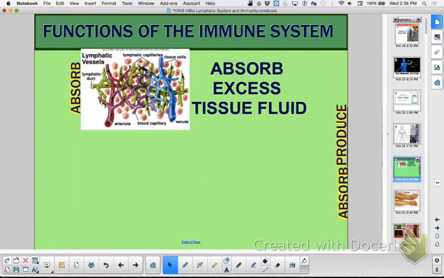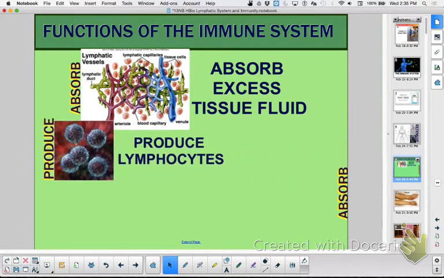Once that fluid is put into your lymphatic vessels, what do you call it then? What do you call it then, when it moves out of your tissues? Lymph. Exactly. So it absorbs excess tissue fluid and then it's called lymph.